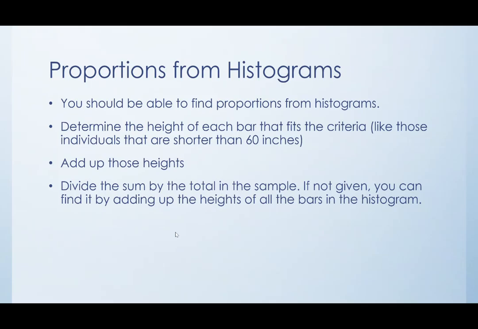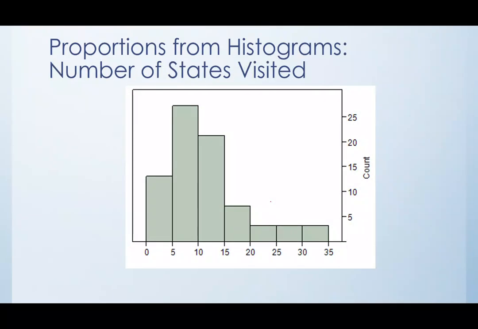This might be people who had less than $20 in their pocket, or people who visited more than 15 states, or whatever. You want to add up the heights of all the bars that fit the criteria, and then divide by the size of the total sample. If you don't know that, you find it by adding up the heights of all of the bars in the histogram.